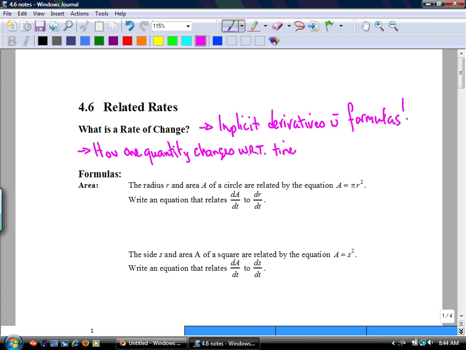It's not that bad. The radius r and the area A of a circle are related by the equation A equals pi r squared. Write an equation that relates the rate of change of area to the rate of change of its radius. So dA/dt equals, write the pi down, cover it up with your thumb, and what is the derivative of r squared? 2r, and you need the chain rule here, kids. dr/dt, the derivative of the inside.